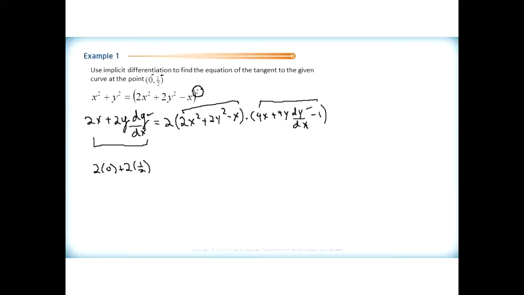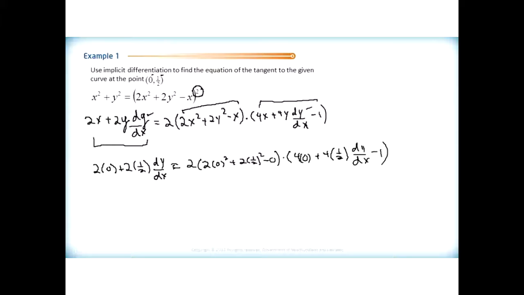So my first side of the equation over on the left, I'm going to get that when I fill in my numbers for x and y. And then on the right side of the equation, I'll have 2 times 0 squared plus 2 times 1/2 squared there minus 0. And all that gets multiplied by 4 times 0 plus 4 times 1/2, which sounds like a nice number, times dy over dx, and then subtract 1. So we have all that.